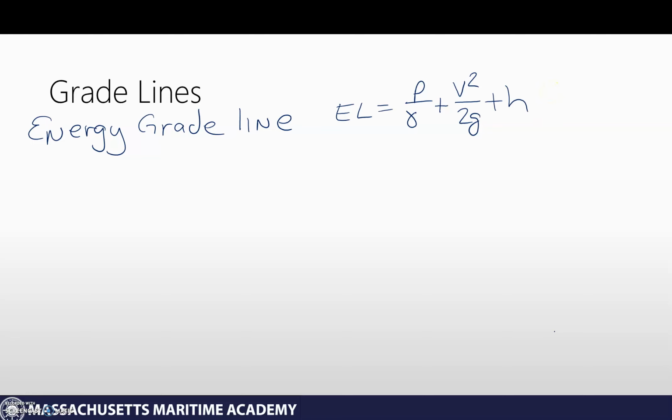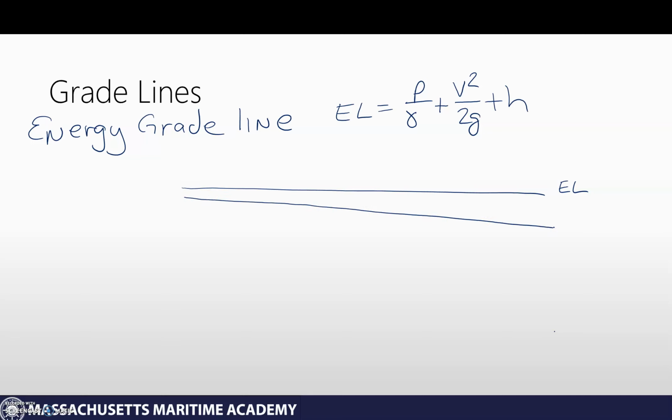So if you have a fluid that's flowing and there were no frictional losses due to the pipe or components, and if there were no pumps or turbines adding or removing energy to the system, our energy grade line would be a constant line. In reality, our energy grade line is going to decrease because we will be losing some energy due to friction.